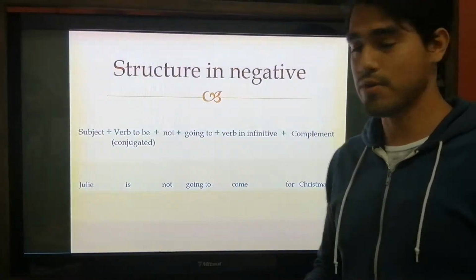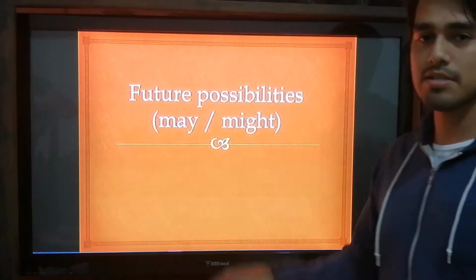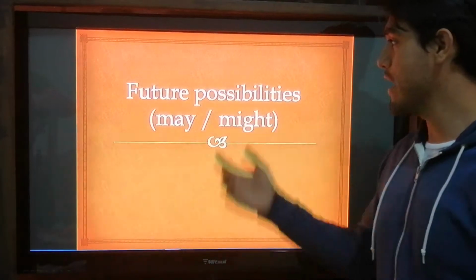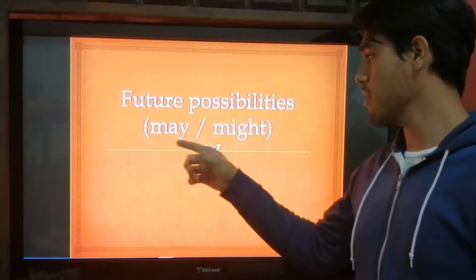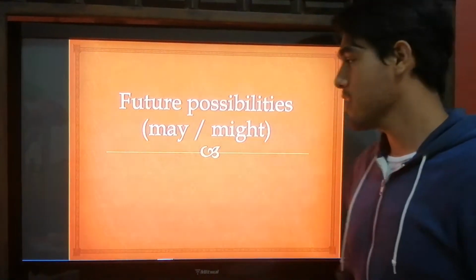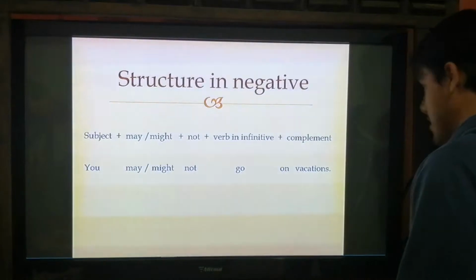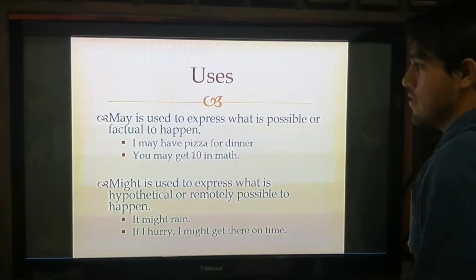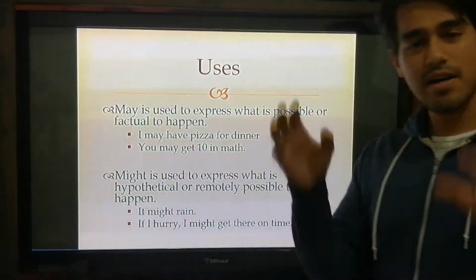Now let's look at the other topic, and that is future possibilities. Here we're going to use future possibilities with the words may and might. Pretty simple. Before we look at the structure, we're going to look at the uses, the use of may and the use of might.